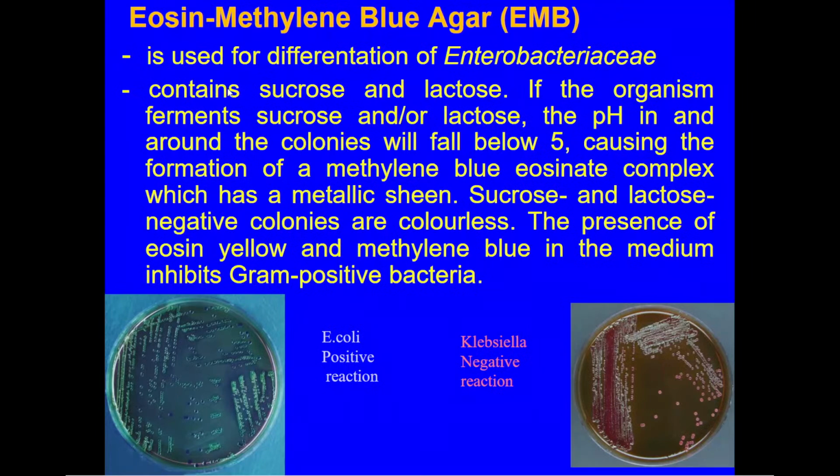So, eosine methylene blue agar is used for differentiation of Enterobacteriaceae, and it contains sucrose and lactose. And if the organism ferments sucrose or lactose, there will be acidification of the medium below pH 5, and it will cause the formation of methylene blue eosinate complex, which has a metallic sheen, right? Sucrose and lactose negative colonies are colorless, that's why.